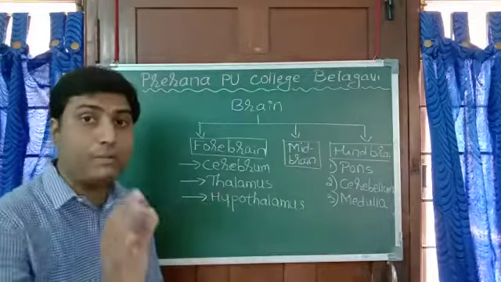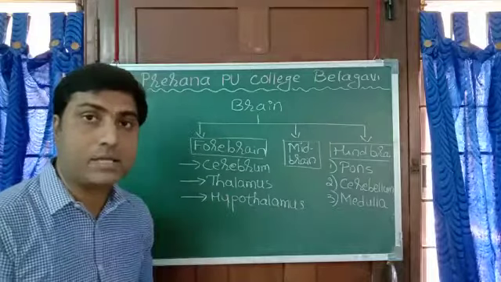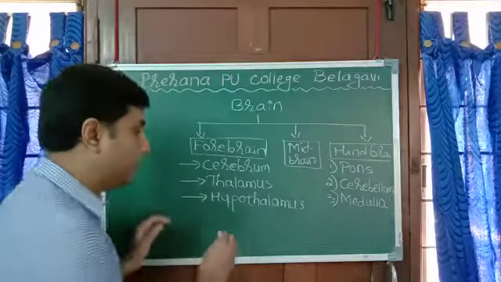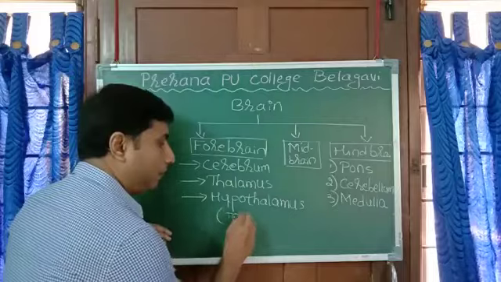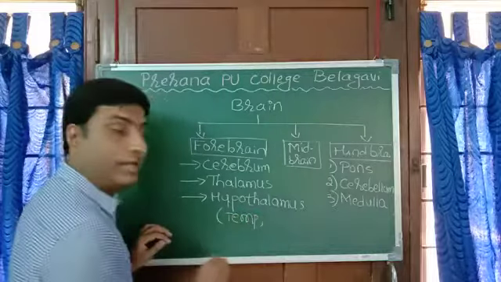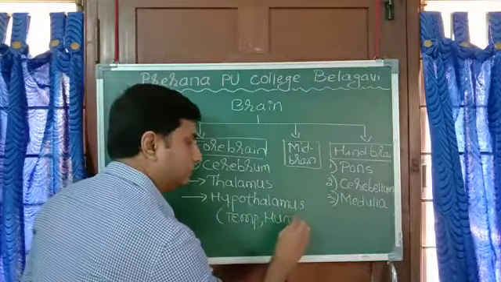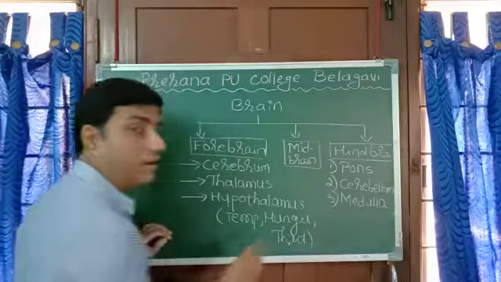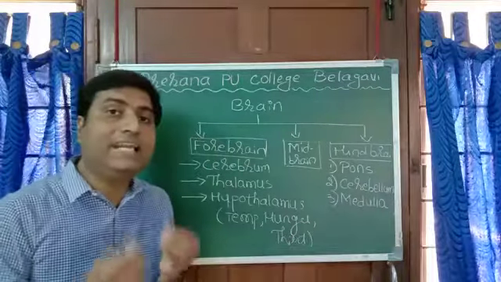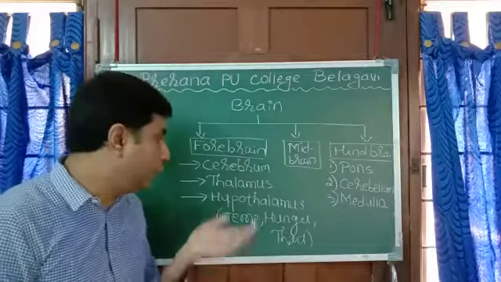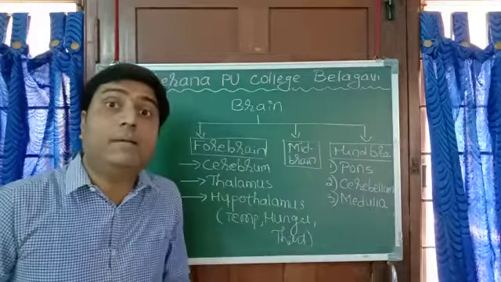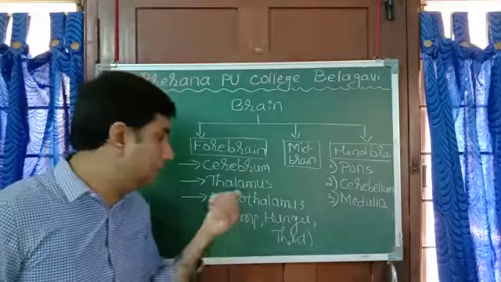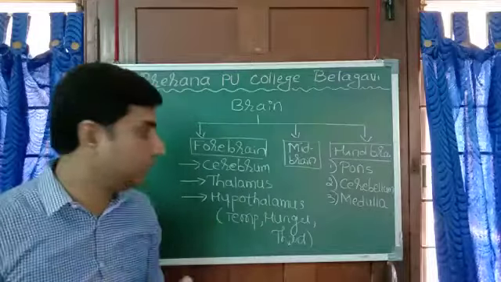And hypothalamus, very important, they frequently ask about it. Hypothalamus controls the temperature of our body, hunger and thirst. Hunger and thirst, meaning the urge for eating and drinking water, are controlled by the hypothalamus. Our normal body temperature is also controlled by the hypothalamus.